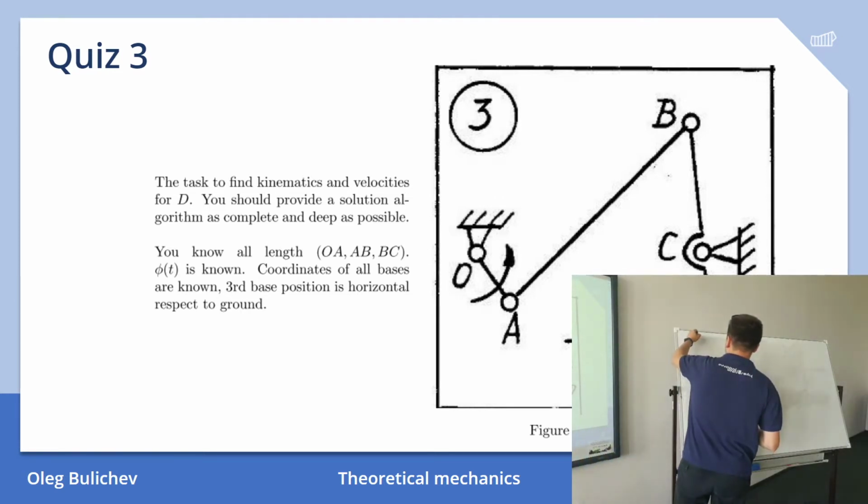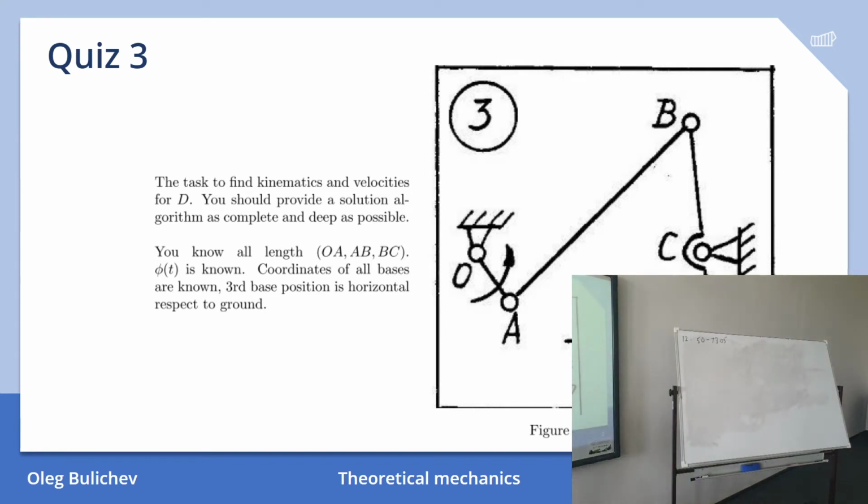So it's our quiz. We started, now 45 minutes. You have this mechanism, and the task is to find kinematics and velocities for D. You don't need to solve it. You need to provide a solution, let's call it an algorithm. But you need to put equations for this. You write the equation. You don't need to derive some value. You just need to write that you derive this value and so on.